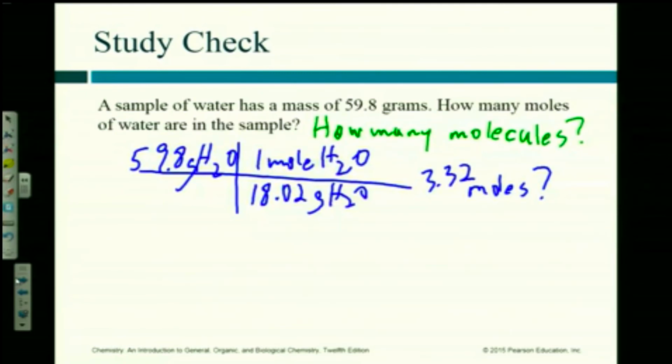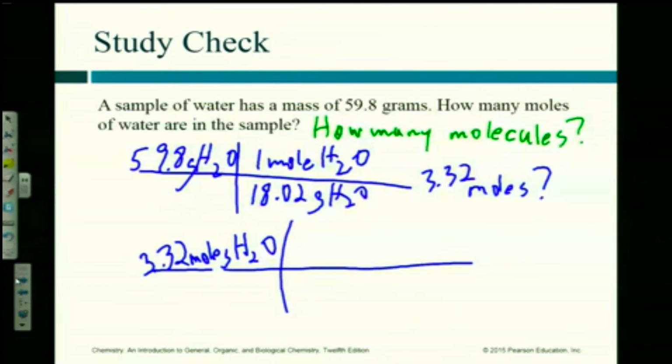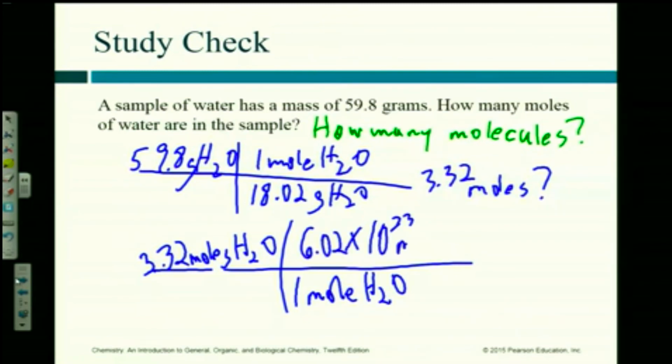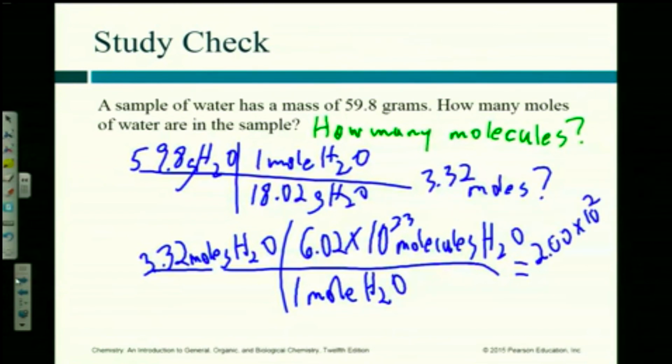Okay. How many molecules of water? Well, if I already have moles, how do I go from moles to molecules? Yeah. 1 mole of water is 6.02 times 10 to the 23rd molecules. Can we round whenever we get the molecules? Should round to 3 sig figs. What do you get? 2.00 times 10 to the 24 molecules.